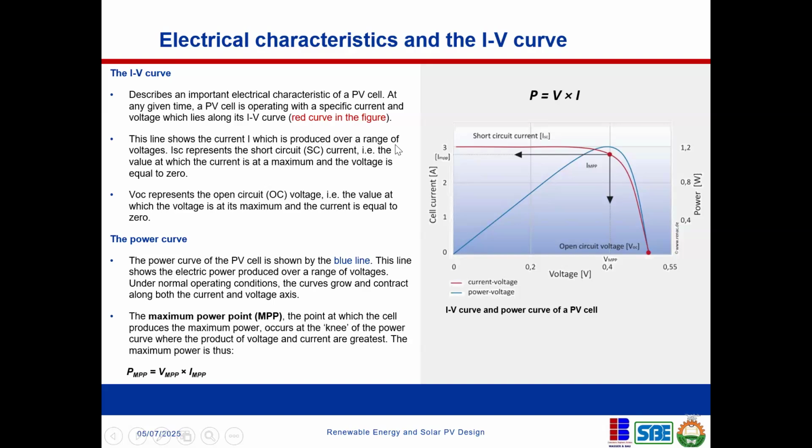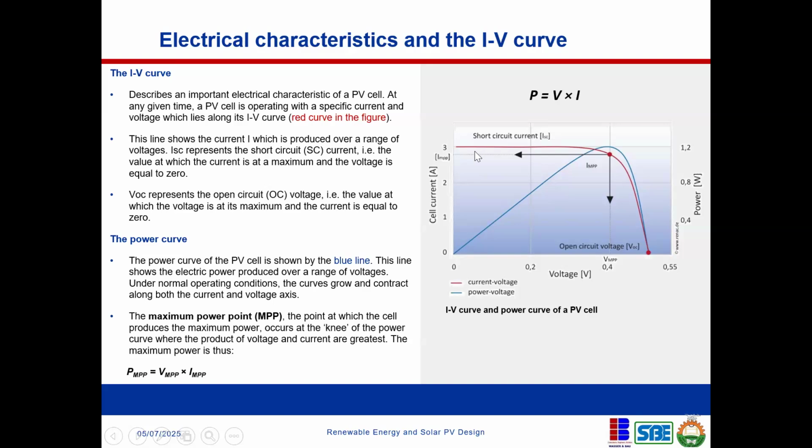So please, I want you to look at this diagram. This diagram describes an important electrical characteristic of a PV cell. At any given time, a PV cell is operating with a specific current and voltage, which lies along the IV curve. Now, this is the IV curve. The red line is the IV curve.